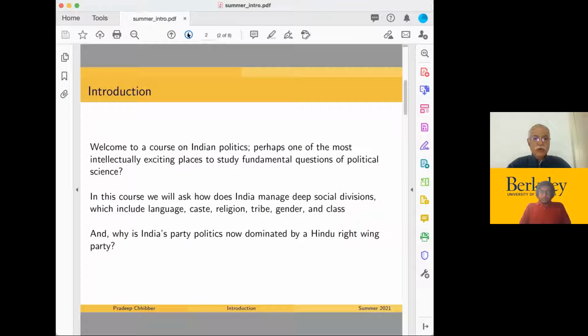But in this course, we are going to talk about one very small but significant segment of this range of issues I've spoken about. And we will be asking, how does India manage deep social divisions? And these divisions include divisions of language, of caste, of religion, tribe, gender, and class. All societies have social divisions, and these social divisions can occur along one line or multiple lines.